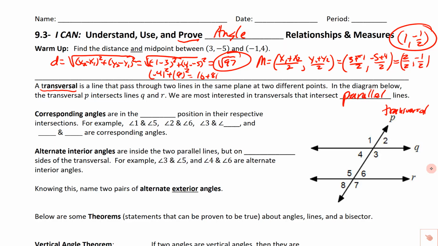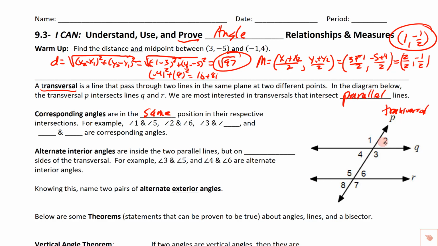Okay, and the first vocabulary word is corresponding angles. So corresponding angles are in the same position in their respective intersections. So if you can kind of imagine this like a street intersection, and corresponding angles, they're in the same place in the intersection. So if we came to this intersection running along here and looked over to our left, I suppose, okay, this would be 1. Same thing would happen here. So 1 and 5 correspond.